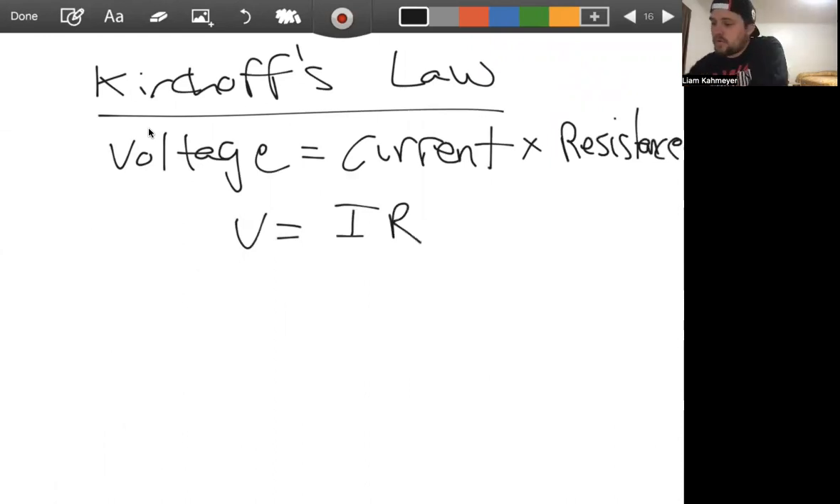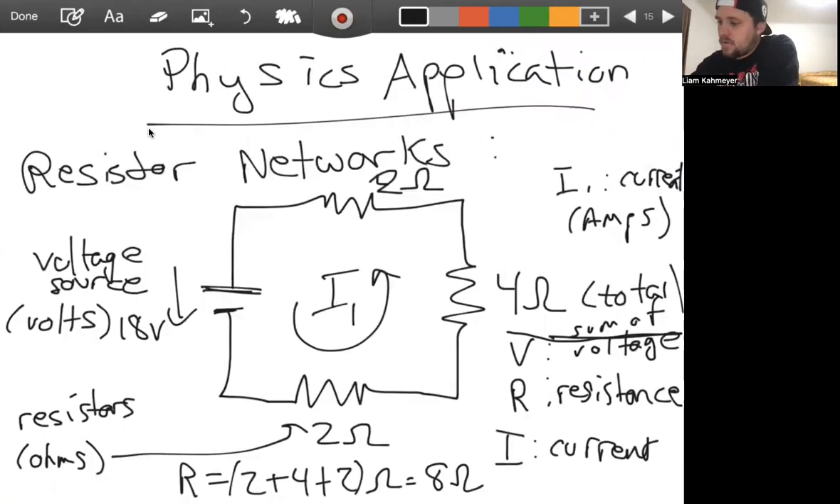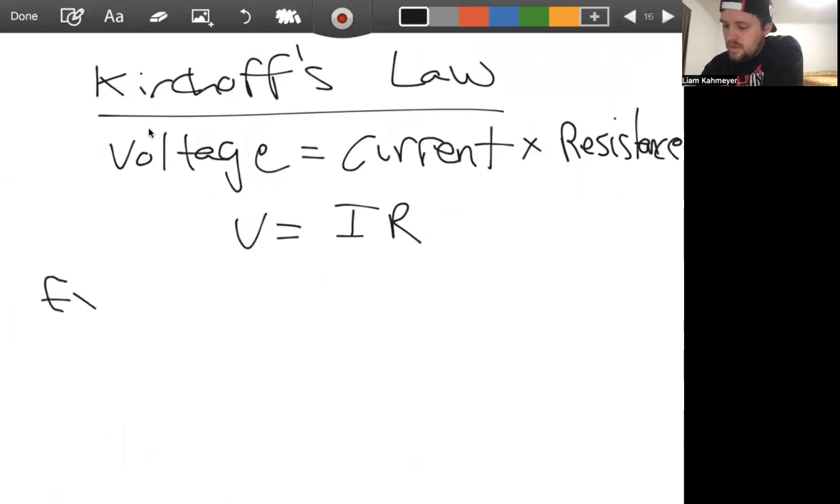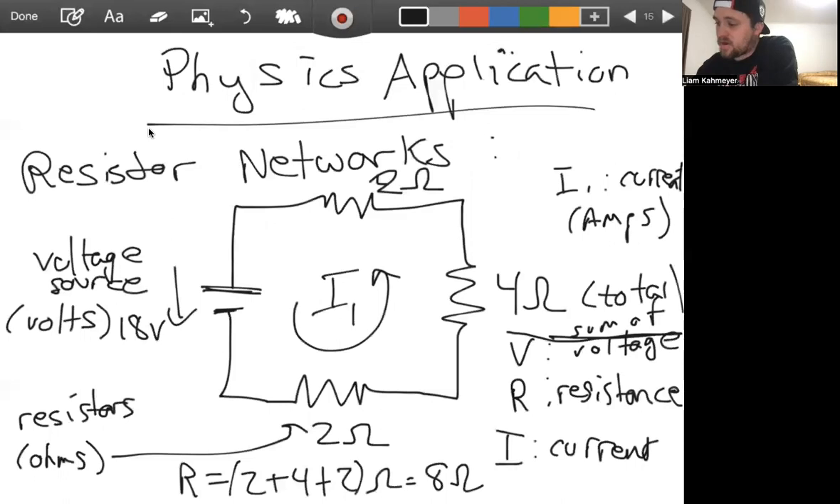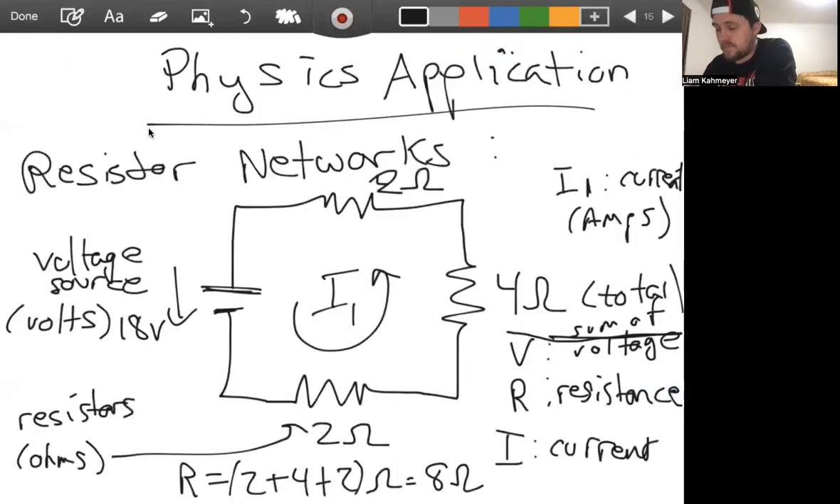Now, what would that mean? Let's look at Kirchhoff's law in our setting here, right? We have a voltage source of 18 volts. And so if these are the same, this means 18 is equal to the current. Let's say we're trying to solve for the current, right? Let's do a very basic example of solving for the current using Kirchhoff's law. We're going to solve for the current I sub 1. We don't know what that is. It's times R equal to V.